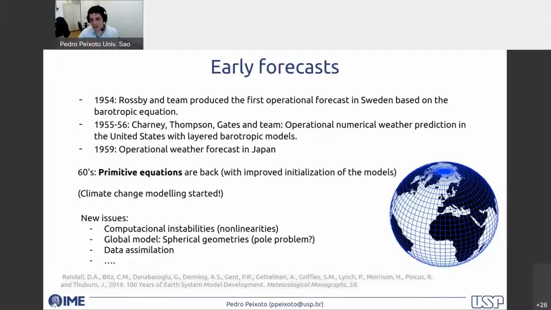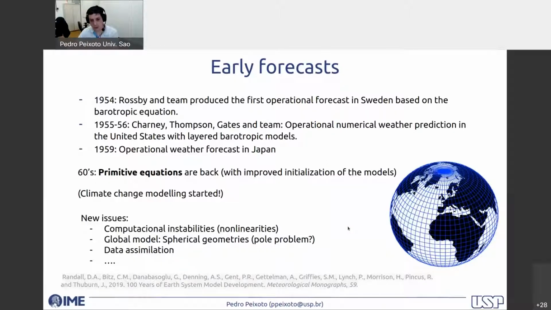Okay, so what they were thinking at the time was mainly that we need to couple the whole globe. So we're thinking about using something like latitude-longitude coordinates, right? We start dealing with things like the pole problem. They started dealing with nonlinearity, so problems related to instabilities here. Data assimilation problems also started arising, and other things.